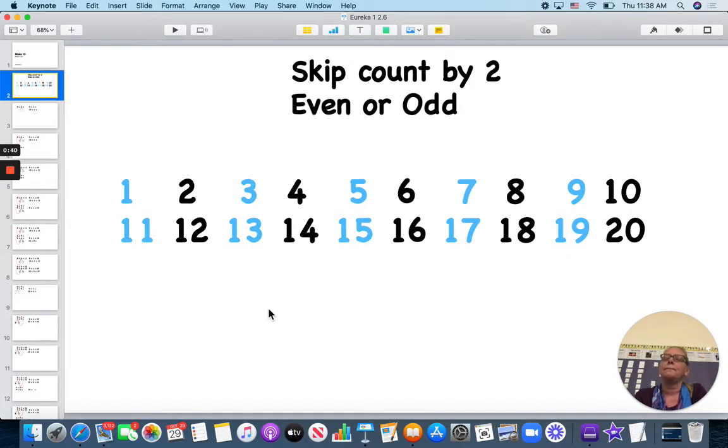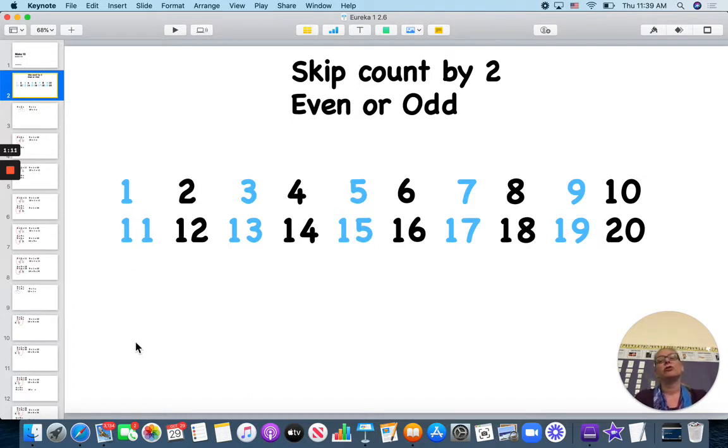Those are odd. One way we could do our skip counting is we whisper one number and say the other one loud. So let's try that. 1, 2, 3, 4, 5, 6, 7, 8, 9, 10, 11, 12, 14, 15, 16, 17, 18, 19, 20. You could also try it this way.